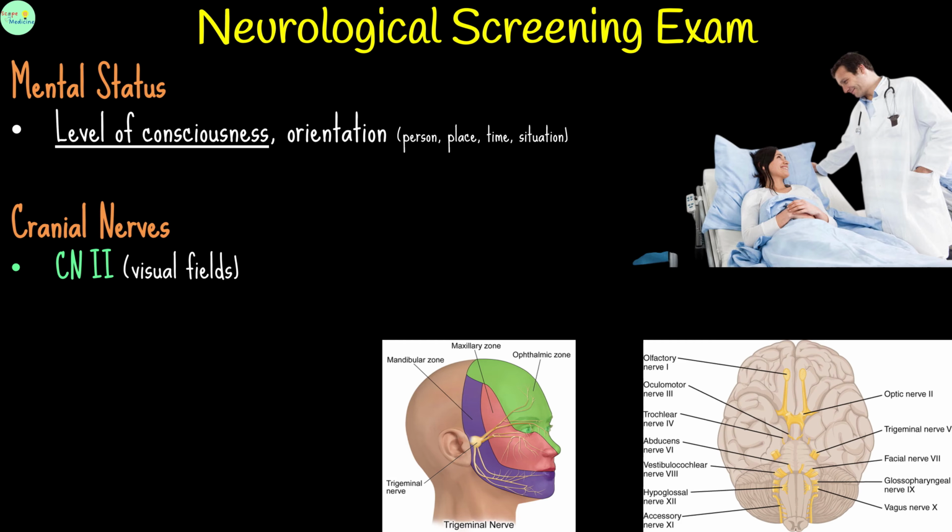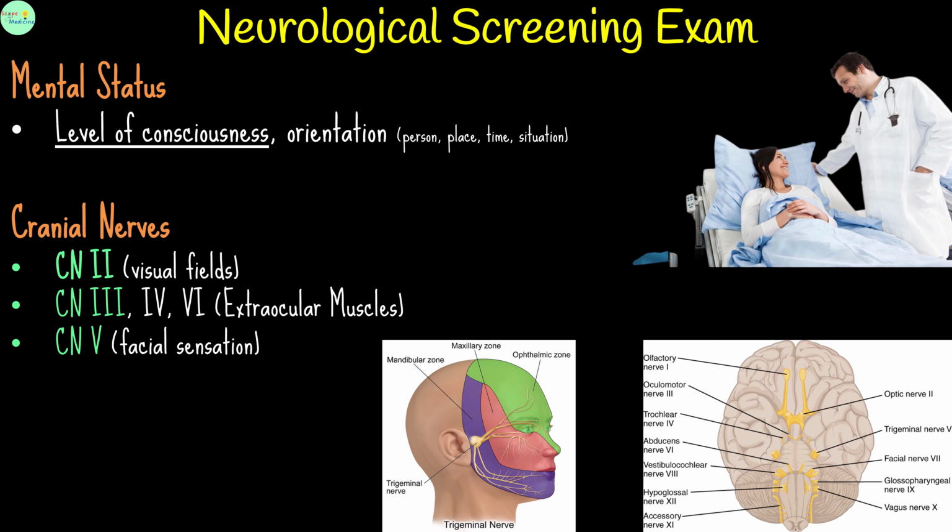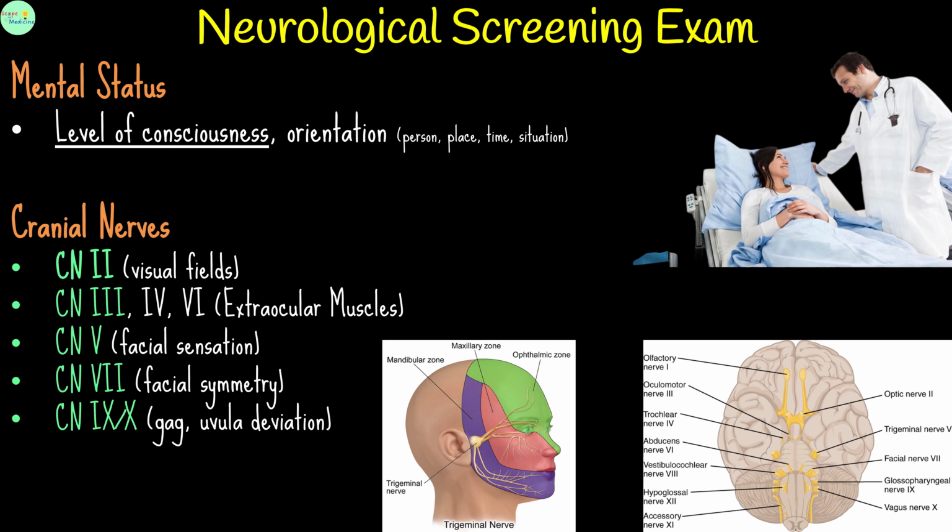Test peripheral vision for the second cranial nerve. Eye movements for the third, fourth, and sixth cranial nerves. Facial sensation for the fifth cranial nerve. Facial symmetry for the seventh cranial nerve. The gag reflex and voice for the ninth and 10th cranial nerves. And tongue protrusion for the 12th cranial nerve.